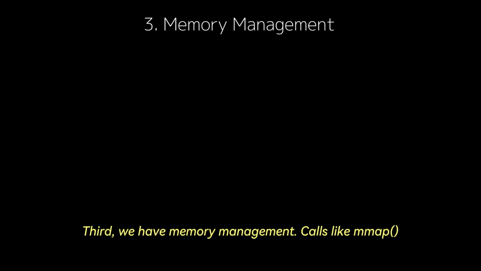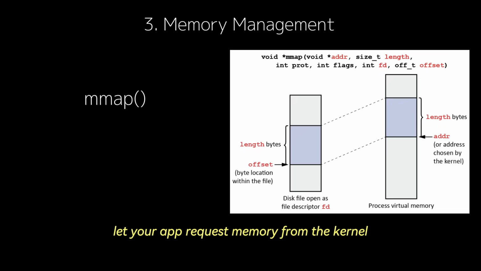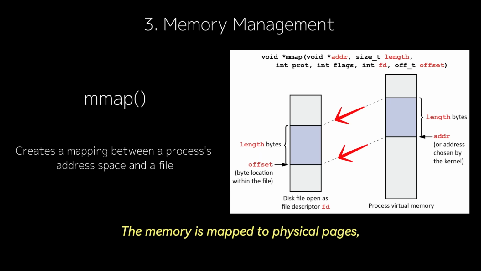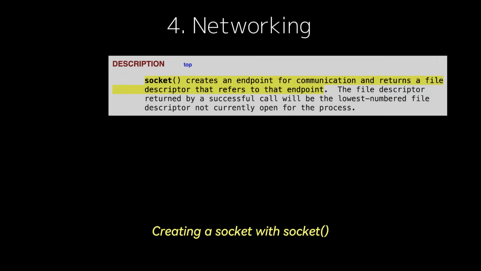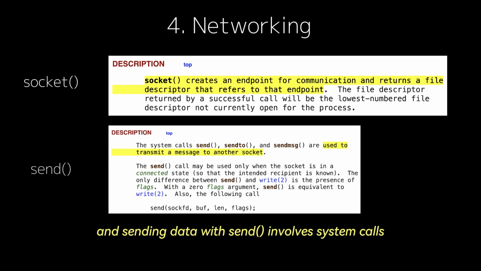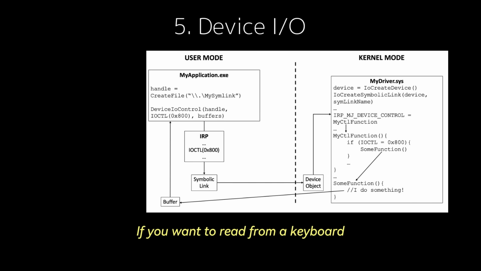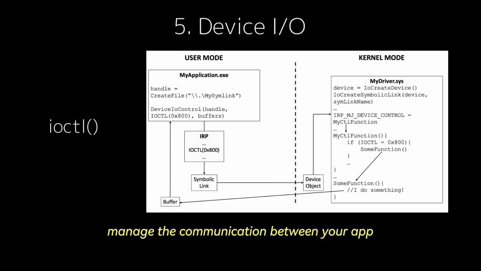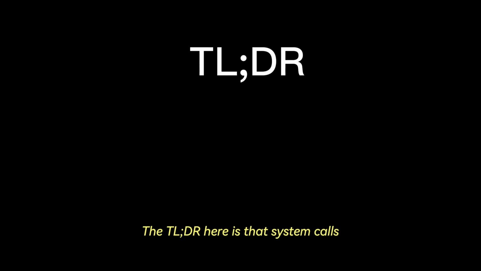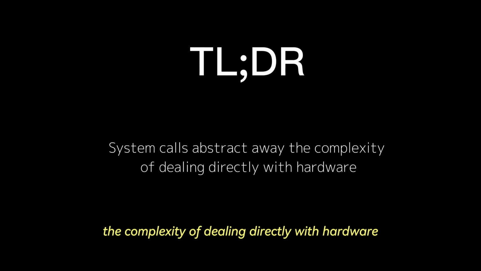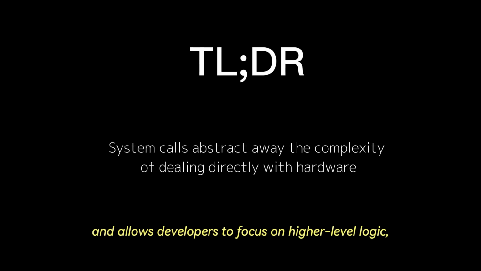Third, we have memory management. Calls like mmap let your app request memory from the kernel. The memory is mapped to physical pages and the kernel ensures efficient and secure access. Fourth, we have networking. Creating a socket with socket and sending data with send involves system calls. The kernel handles protocols, port management, and device communication. And finally, we have device I/O. If you want to read from a keyboard or write to a display, system calls like I/O control manage the communication between your app and hardware drivers. The TLDR here is that system calls abstract away the complexity of dealing directly with hardware and allow developers to focus on higher level logic while the kernel ensures safety and consistency.